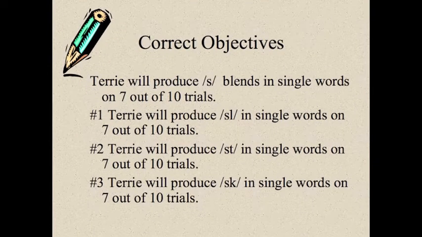Here's an example of a simple articulation goal with 3 objectives to get to that goal. As you can see, this annual goal that Terry will produce S-blends in single words on 7 out of 10 trials meets the criteria of what a good goal should be.